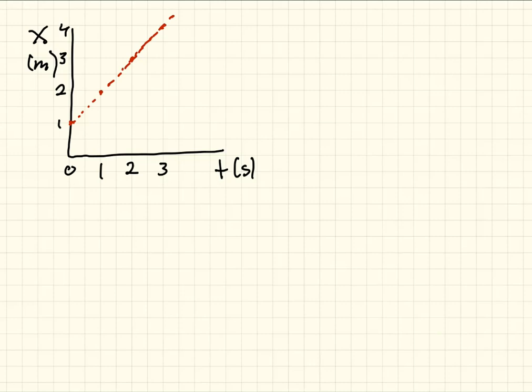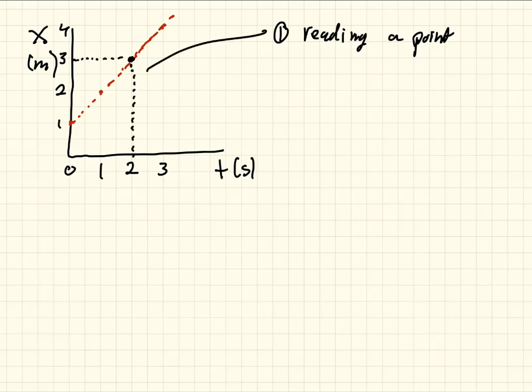So the first thing that we can do to a graph is reading a point. I can come over and say, I like this point on the graph. What are the coordinates of that point? For this, I'd get an ordered pair that at 2 seconds, the graph is at 3 meters. And depending on what I want to know, maybe I need the 2 number, maybe I need the 3 number. But the first strategy is just reading off a point.